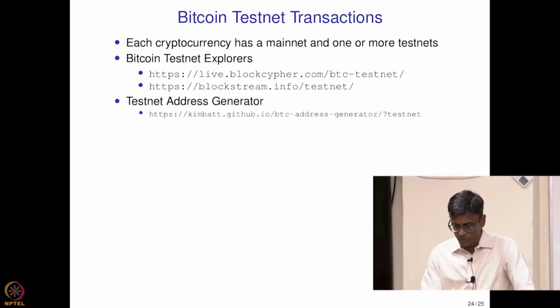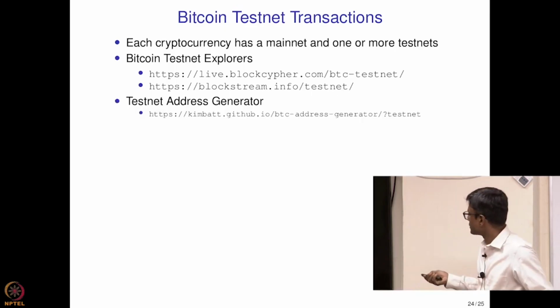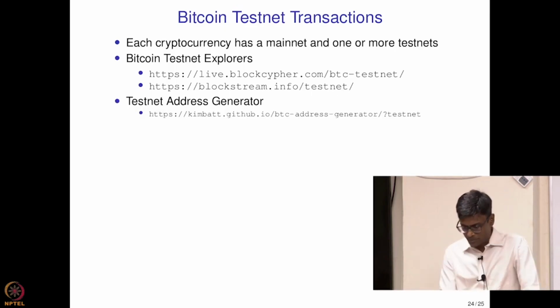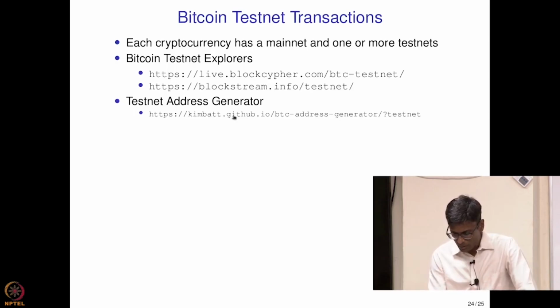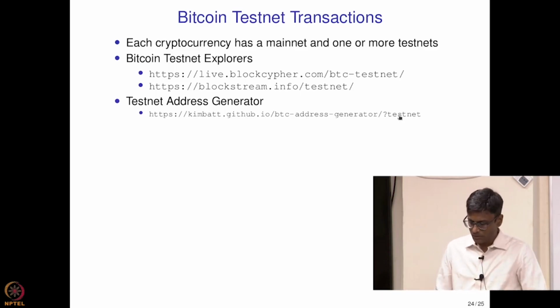And you can also create a testnet address. So this is kimbat.github.io BTC address generator, but at the end don't forget to put this question mark testnet. So you can generate a testnet address.